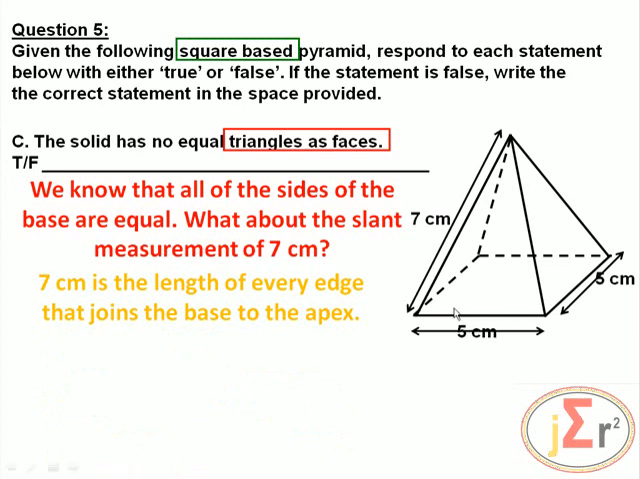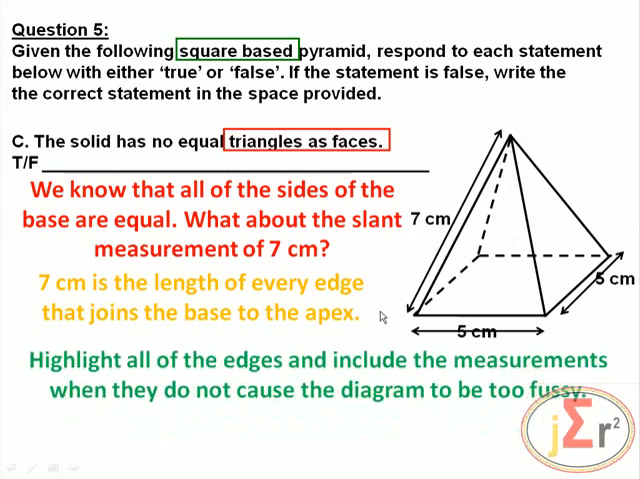So this is the base. We have the square base, and we have the apex, that vertex at the top. We have edges going from base to apex, base to apex, base to apex, base to apex. And we are saying that each one of those is equal to 7 centimeters.